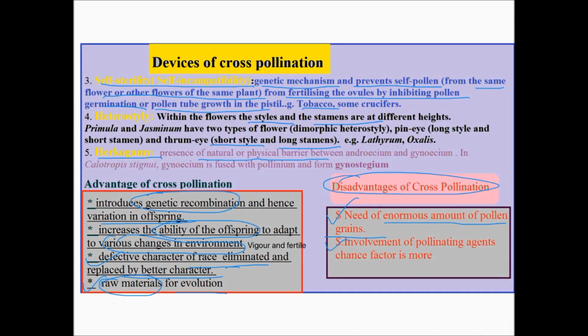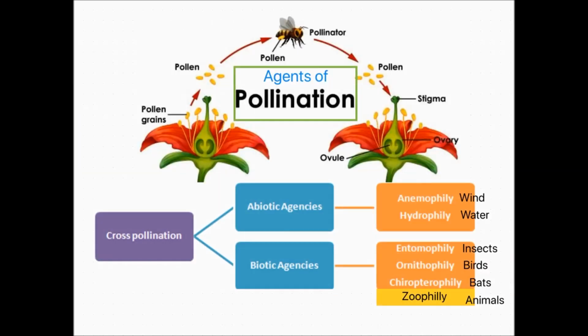Second, involvement of pollinating agents, the chance factor is more, because pollen grains have to transfer from the anther of one flower to another flower of a different plant. So the involvement of pollinating agents or pollinators will be more in cross pollination. So these are the disadvantages, and let us see what are the agents of pollination.